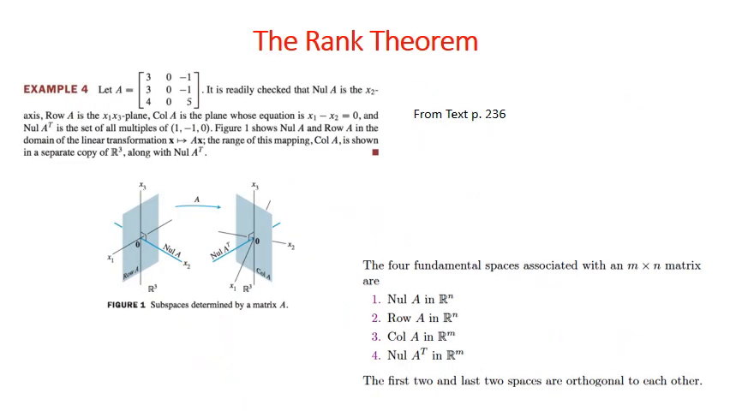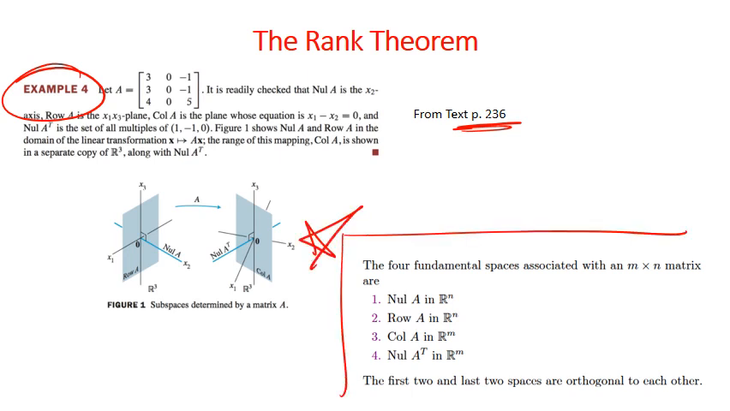I put this example 4 on here. Go ahead and read through that. It's on page 236. This is the important part on this slide here. This will come up again. So if you have an m by n matrix, the null space of A is in this space, row space of A here, so on and so forth. Okay, so this is something that you will see in your homework. It will come up again, so make sure you pay attention to this.